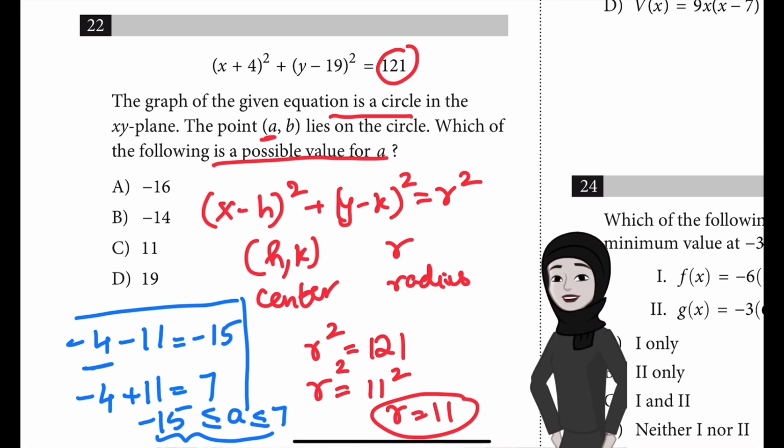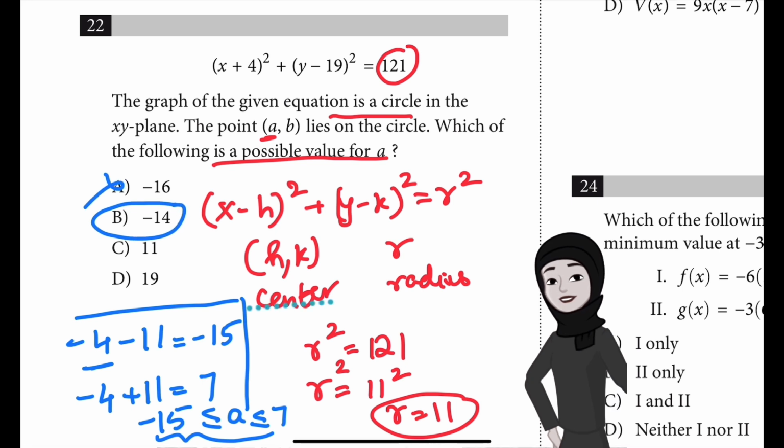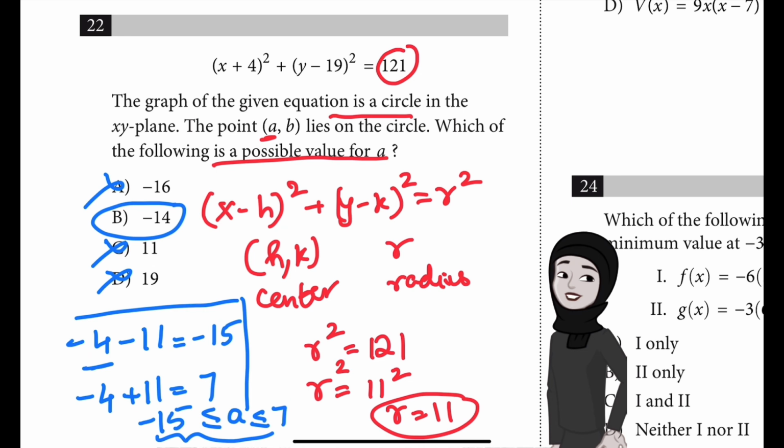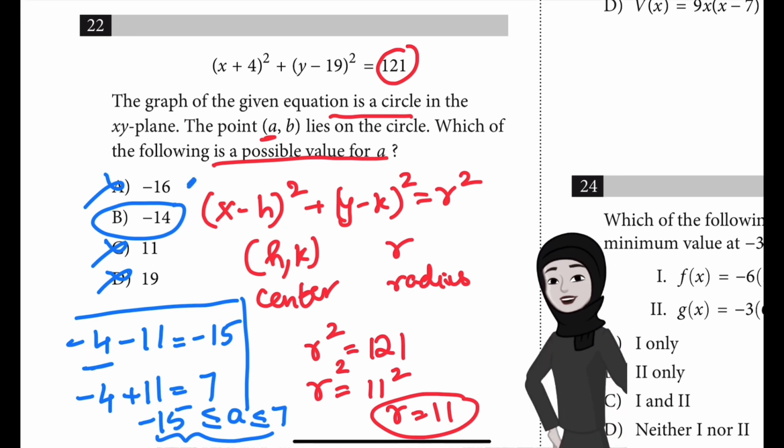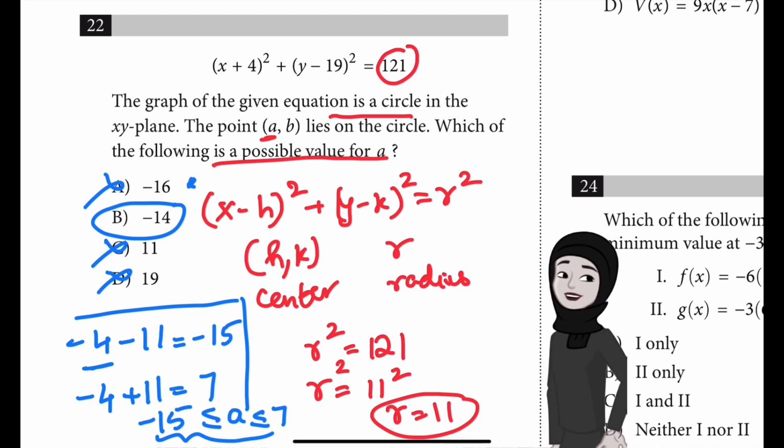Of the given choices, the only number which is within this range is −14. −16 comes outside this range, 11 is greater than 7, 19 is also greater than 7, and −16, as you can see, is also outside the range. So the correct answer would be B, −14.